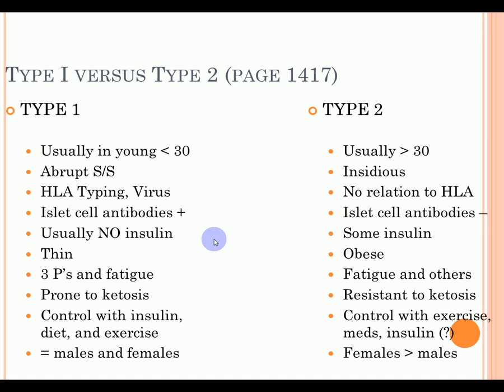With type 2, usually they are greater than 30 and it actually usually peaks in their 50s. It comes on very slow. No relationship to HLA typing. Islet cell antibodies are negative. In other words, they don't think it's an autoimmune.